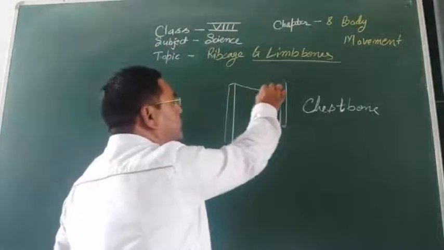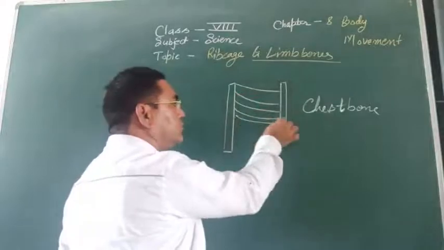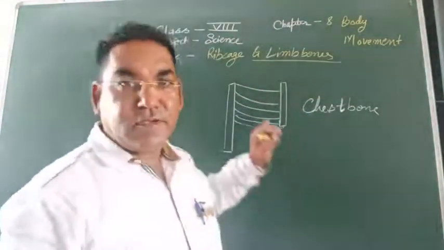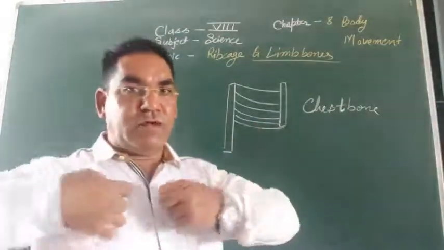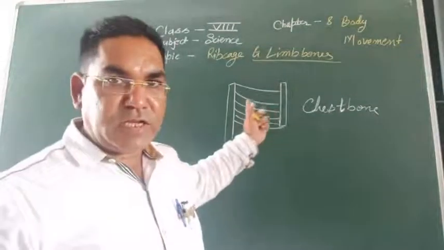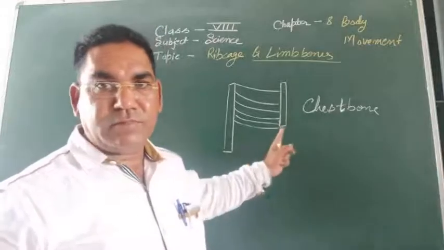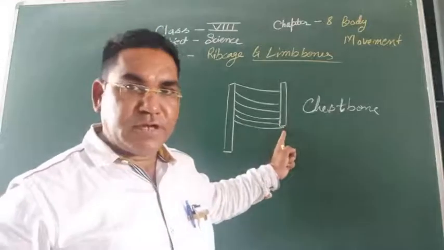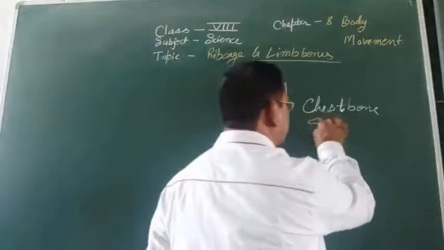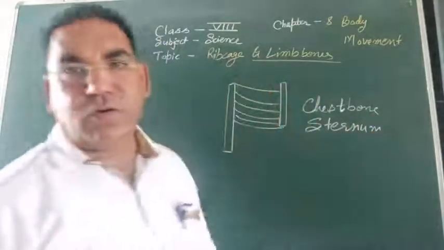Now there are ribs. How many ribs? 24. 12 on this side and 12 on this side. At the back they join with the vertebral column. In front they join with the sternum. Sternum, chest bone.